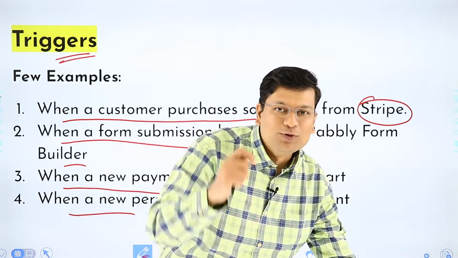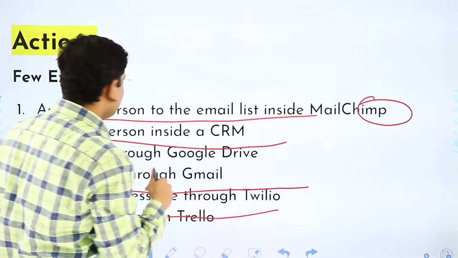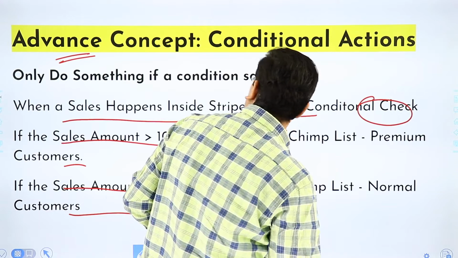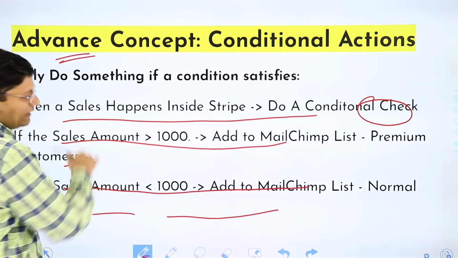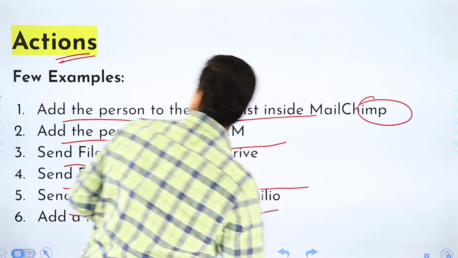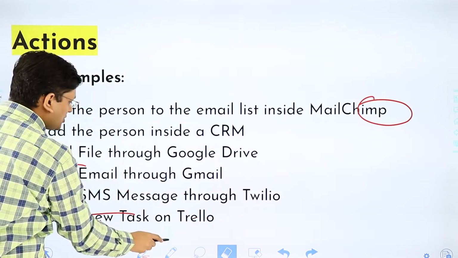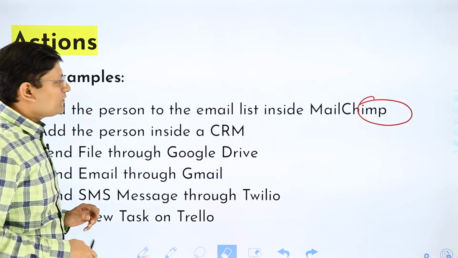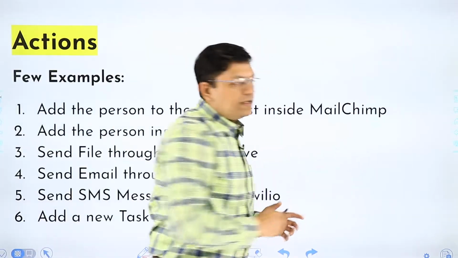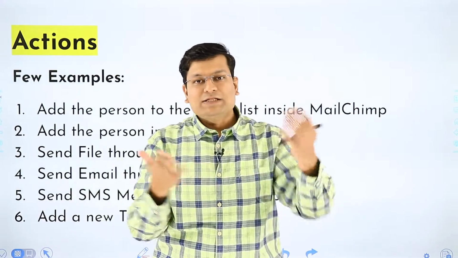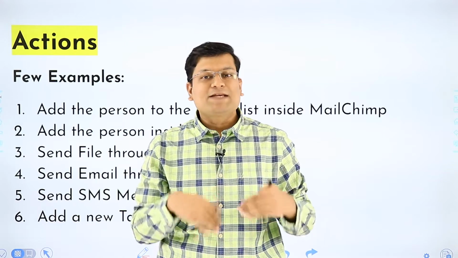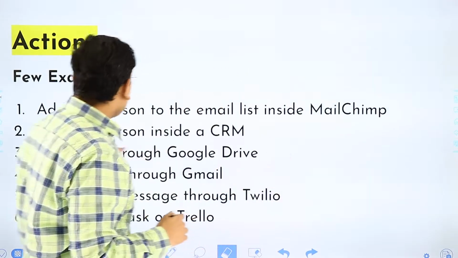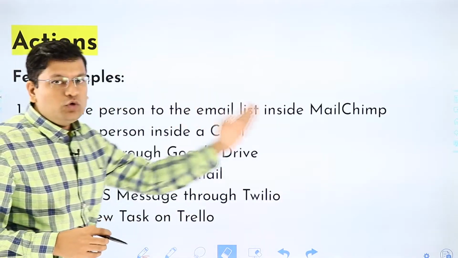So, I hope you understood what triggers are. The next step is all about actions. I still have a few examples of actions mentioned right here. If you remember, I just talked about triggers, which means if something happens. Action is all about when something happens, what do you want to do?